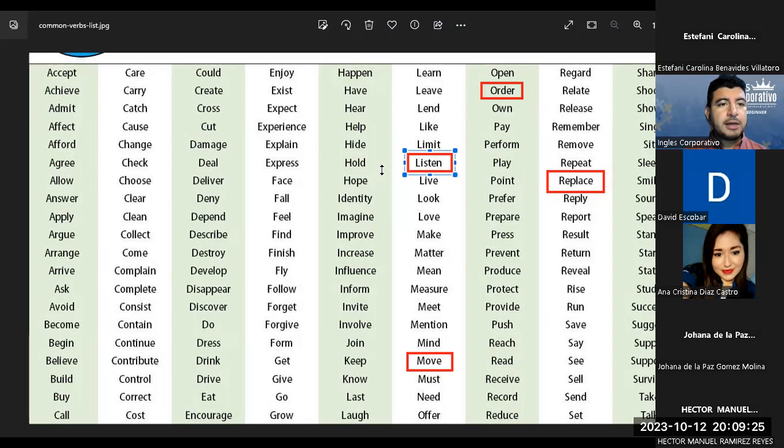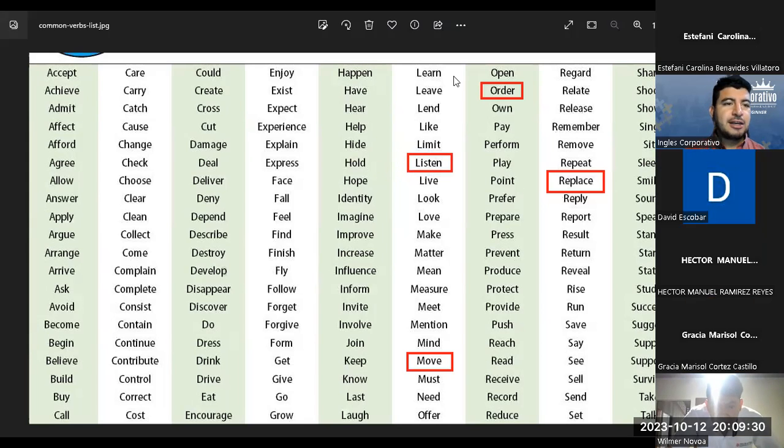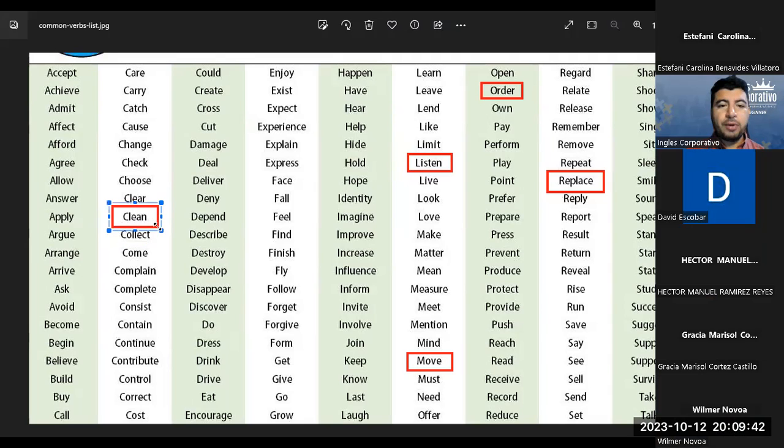Thank you. And especially if we have, for example, a mess in our desks, a veces en los escritorios hay desorden, your boss can say, please clean that, clean your desk, clean the computer, clean whatever, okay? Gracias, do you have some other? Yo dije produce, pero no sé.